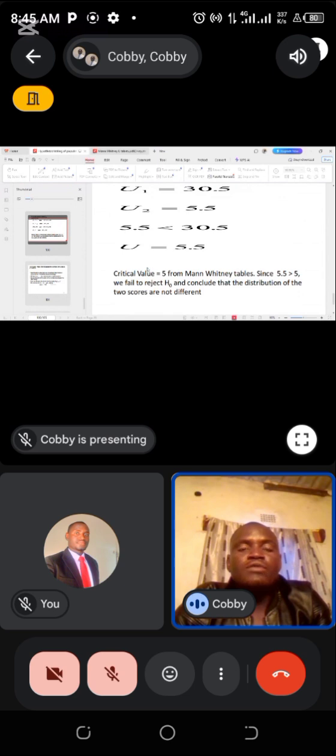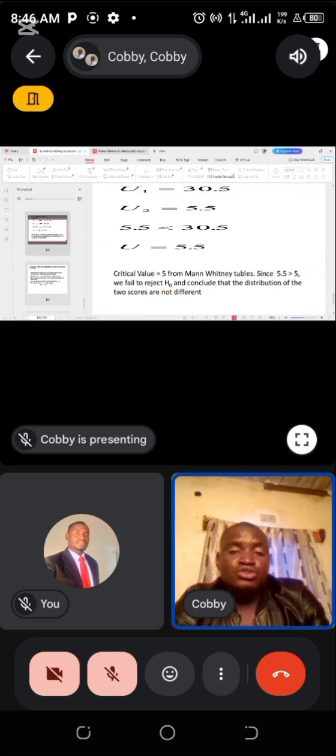So since we find the critical value to be 5, we compare it with 5.5. The critical value 5 from the Mann-Whitney table is smaller than the test statistic. So since the test statistic is greater than the critical value, we fail to reject the null hypothesis, and we conclude that the distribution of the two scores are not different. So the critical value is less than the test statistic in this case, so we fail to reject the null hypothesis.